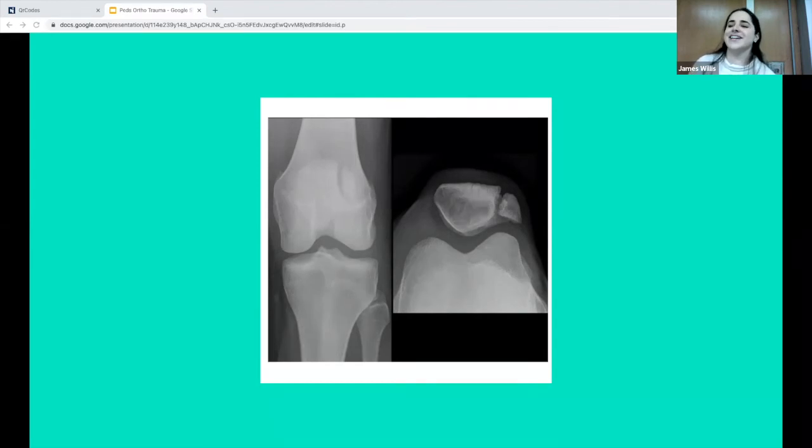Yeah, so this is a congenital bipartite patella. I don't know if that's the pronunciation. Up to 50% of patients might have this on bilateral knees, and it's usually located on the superolateral pole, and it's usually going to have smooth borders. So that's how you can differentiate it from a true patellar fracture.